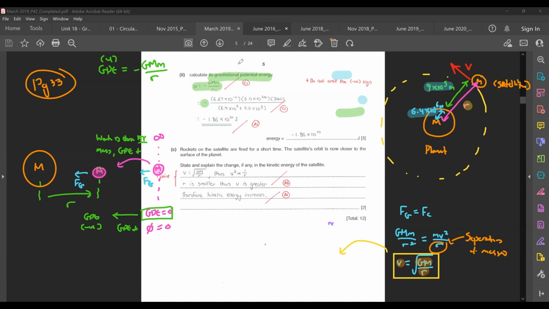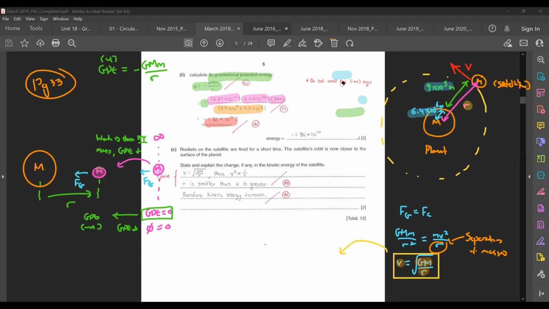You already know all the relevant values: the gravitational constant, the mass of the planet, the mass of the satellite, as well as the separation between the masses. Same thing as before, add up the two distances so that eventually you will get your answer as negative 1.86 times 10 power 10 joules.